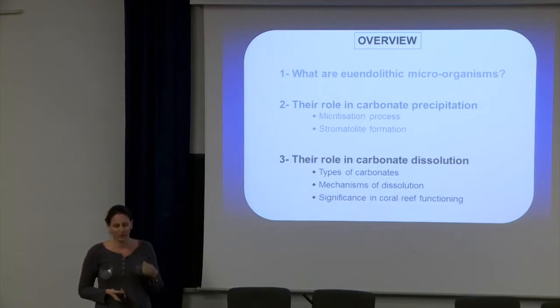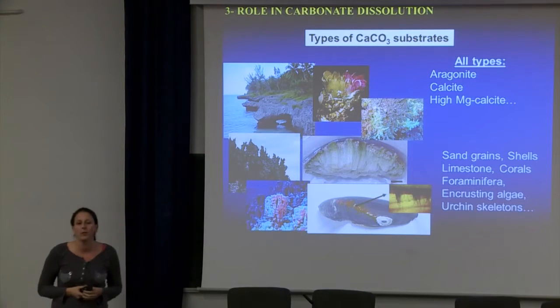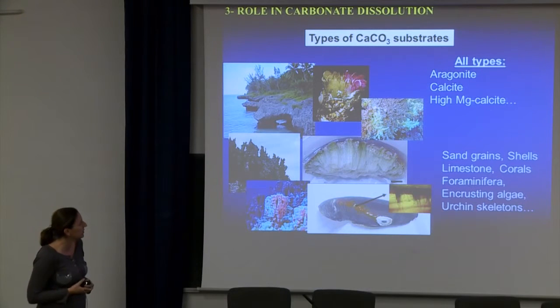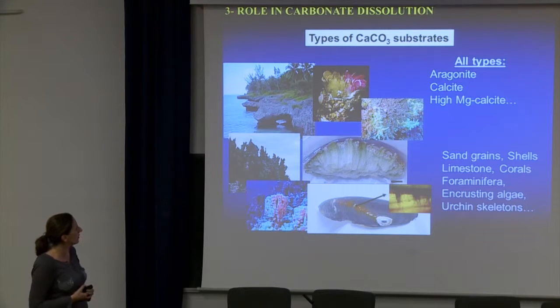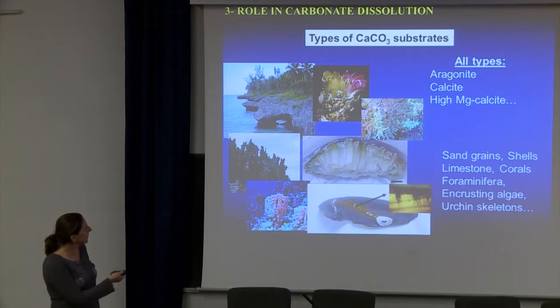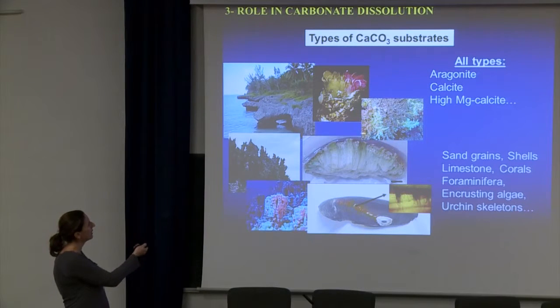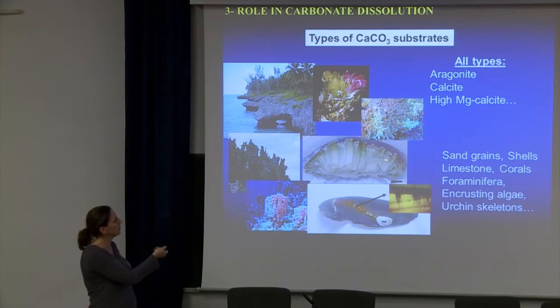Now let's see the dissolution process, which is due to these organisms. All kinds of carbonate substrates from all kinds of ecosystems, freshwater, marine, even terrestrial ecosystems, are concerned by euendolithic carbonate dissolution. It goes from sand grains, shells, limestone, corals, living corals and dead corals, foraminifera, etc. You can see on this picture, which is a living coral collected in New Caledonia, the green band that those organisms form, or here also on this Acropora.